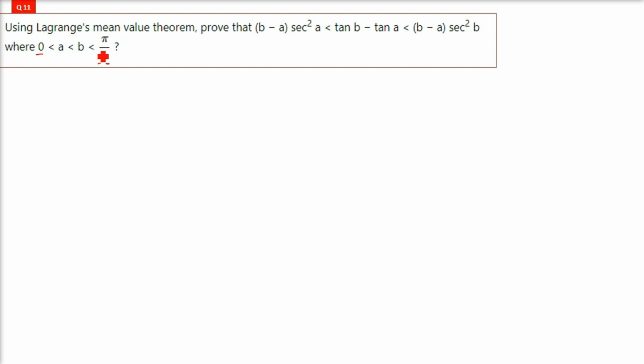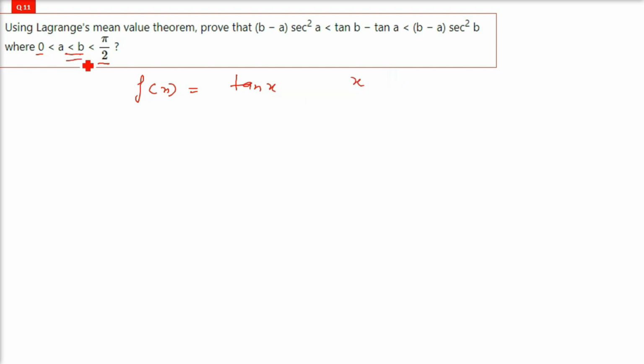We will use the mean value theorem, but there are certain things which come with practice. How are you going to start? In order to start, you have to see the solution first. We know that the differentiation of tan x is sec square x. We have tan x here and sec square x also, meaning tan a, tan b and sec square a, sec square b.